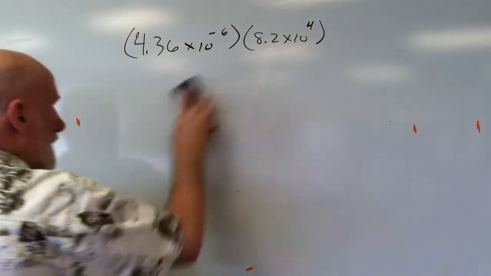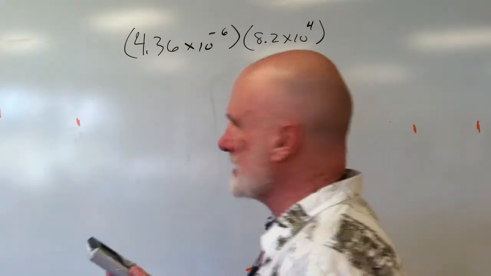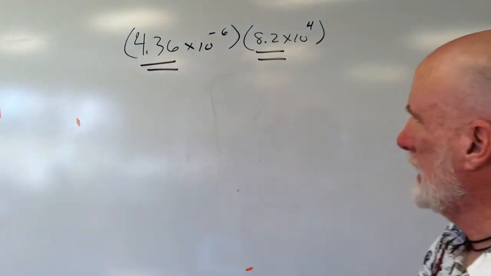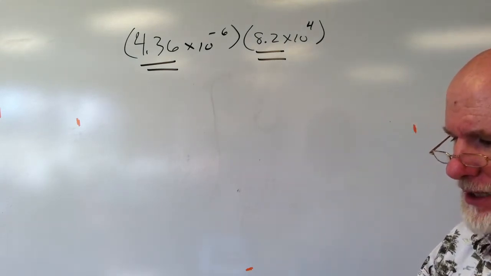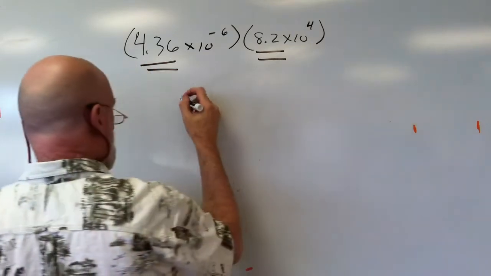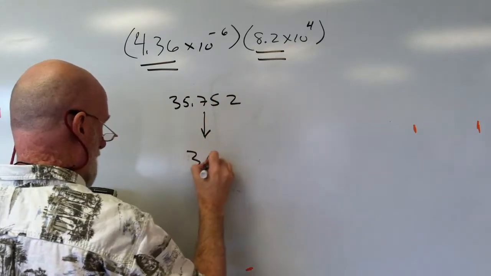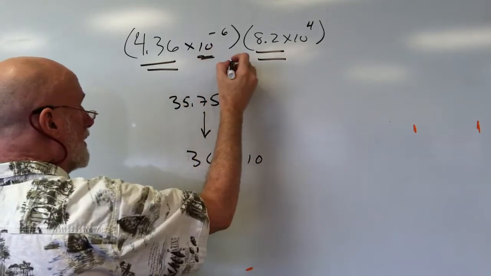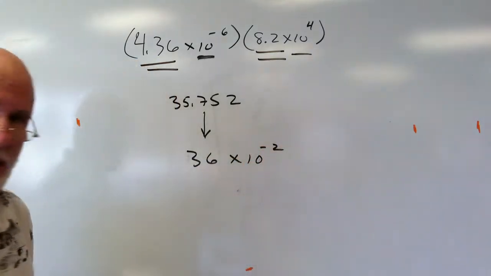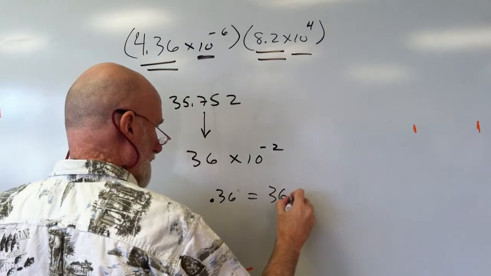All right, now let's do another one. Let's say we have the same problem. Now, I'm going to do it a different way. I'm going to say this times this. Okay? All right, now, what that is going to be: 4.36 times 8.2, two significant figures. I get 35.752, which is 36, right? Times 10 to the, that's negative 6 plus 4, that's negative 2. And then it's simply the same. 0.36 equals 36 times 10 to the negative 2.